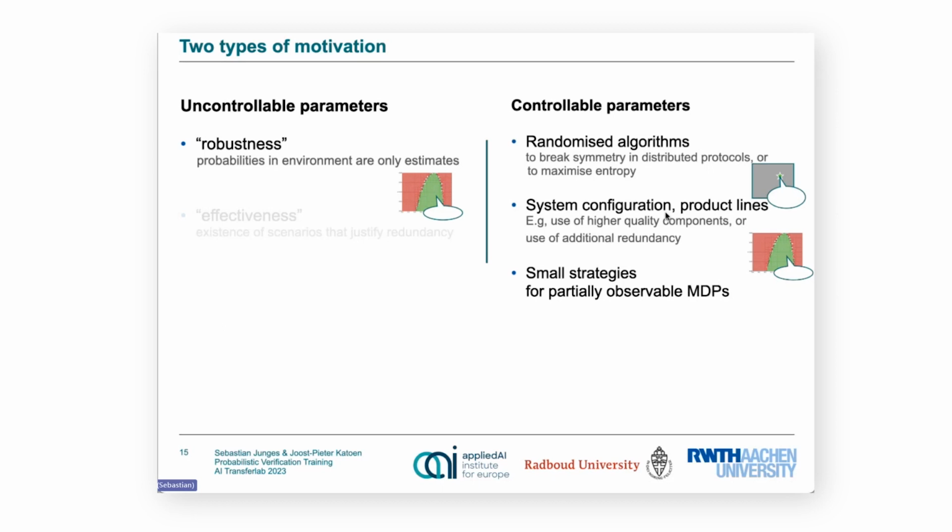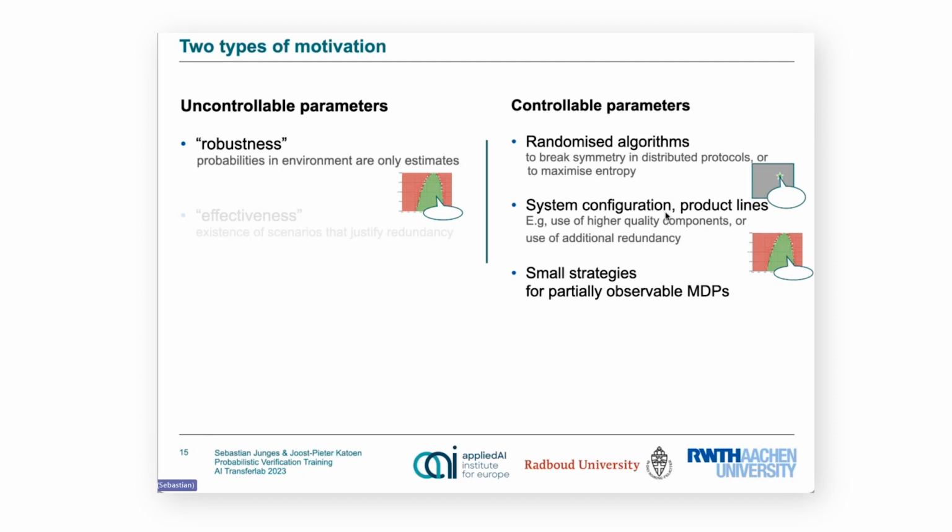this controllable parameter setting. And there we know that there are lots of randomized algorithms around to break symmetries in distributed protocols, for example. And a good question there is, what kind of probabilities should you use in your randomized algorithm? Right? So if I have a traditional backoff algorithm in my network protocols, which avoids collisions, then I flip a coin and decide whether or not I should send a message.